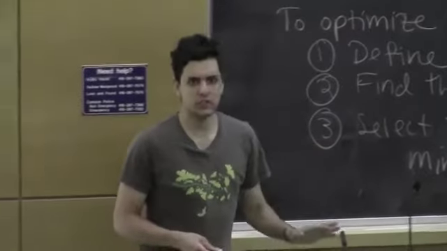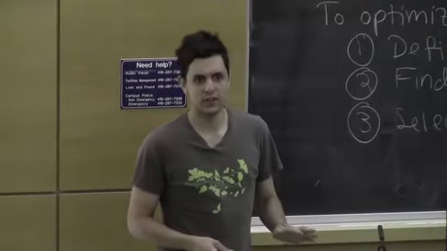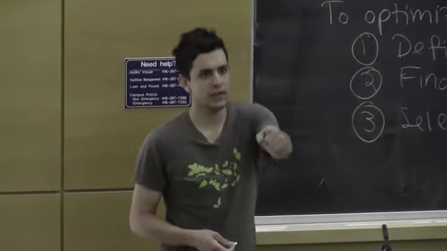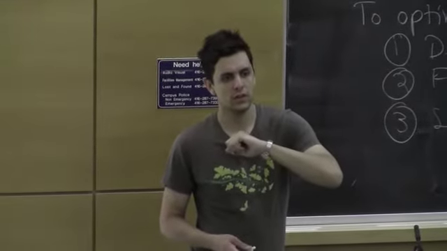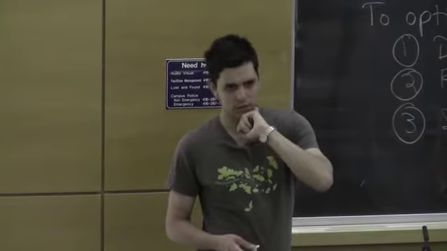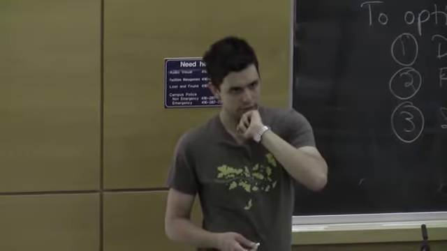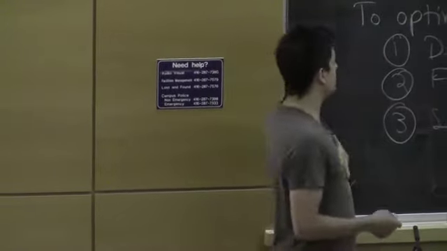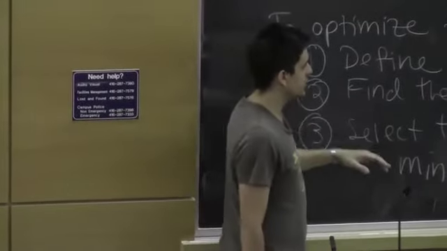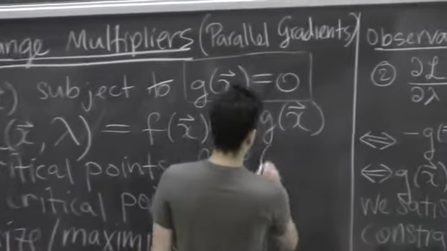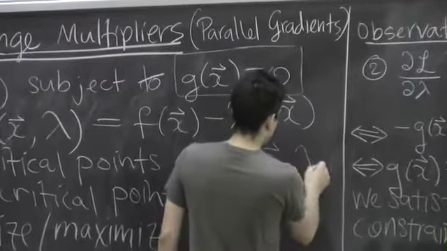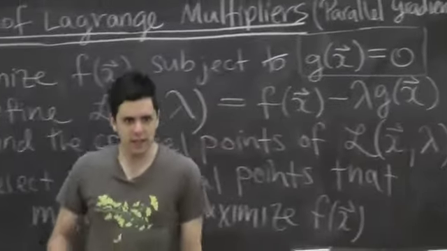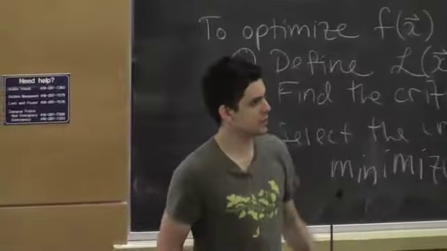Are there any questions about the theory? Yeah, sure. So when we find the partial derivatives, it's for all the components of the vector x and lambda. Yes. When it says critical points here, this is with respect to x and lambda.